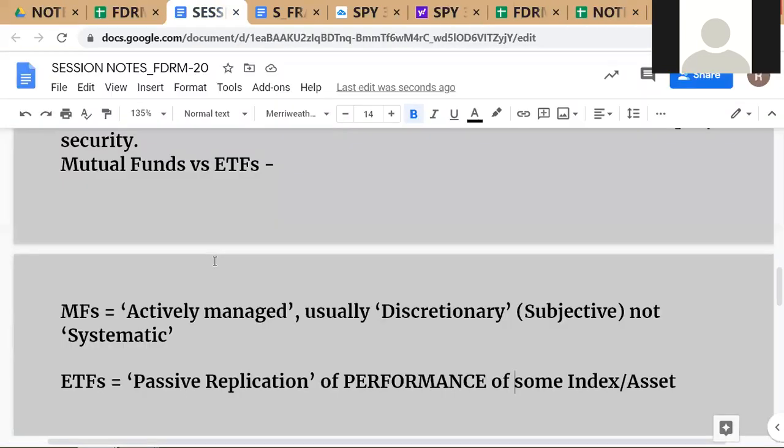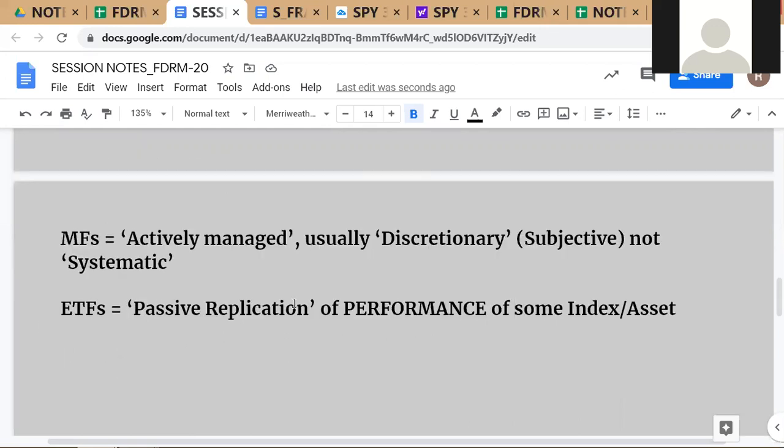So the key difference between MFs and ETFs is that MFs, usually, are actively managed. Historically, that has been the case, and even today a large percentage of mutual funds are actively managed funds. If you look at two different mutual funds in the same sector, like financial services, you'll see the component stocks can be very different because the fund managers have different views. Whereas ETFs are passive replication, so there's much less room for active management. This is the real difference between the two.